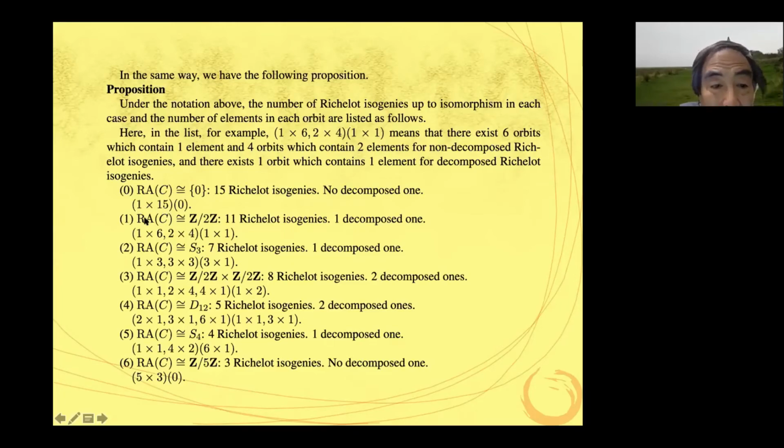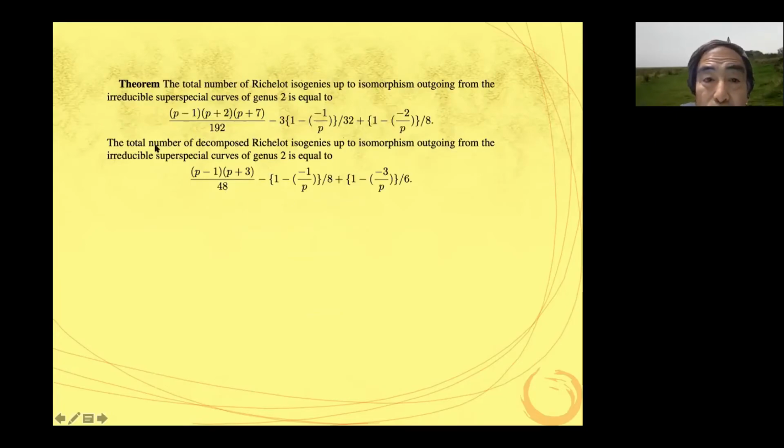And if the reduced automorphism group is Z over 2Z, then as I showed already, 11 Richelot isogenies exist and 1 decomposed one. So we do not like this. So we can make a list, and using this, we can show this result.